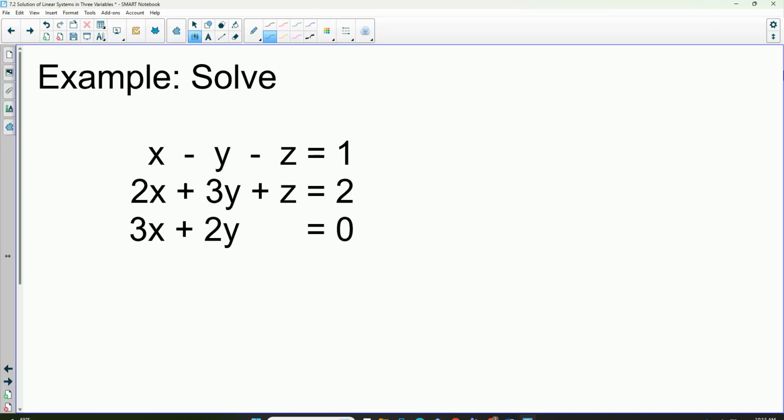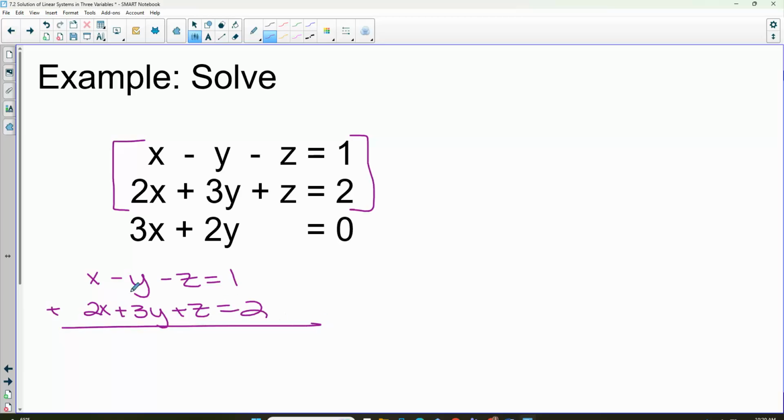Last one for the day. I want you to take a second and try this one. We're taking the first two equations, and we said we want to eliminate z. Do we have to multiply by anything for that to happen? No. Okay, so the first equation plus the second equation. When we add those together, 1x plus 2x is 3x. Negative 1y plus 3y is 2y. Negative z and z cancel. 1 plus 2 is 3. Did everybody get that when you added those first two equations?